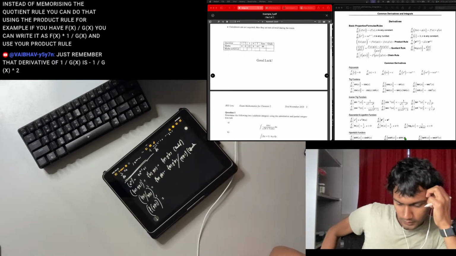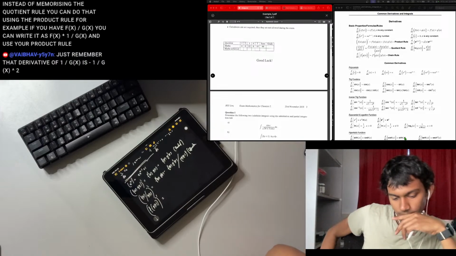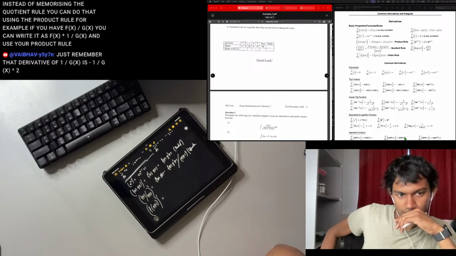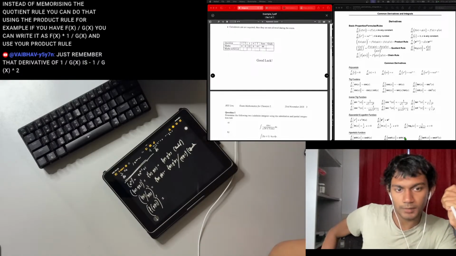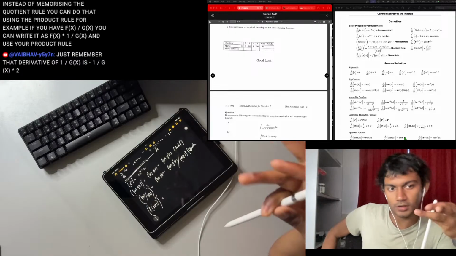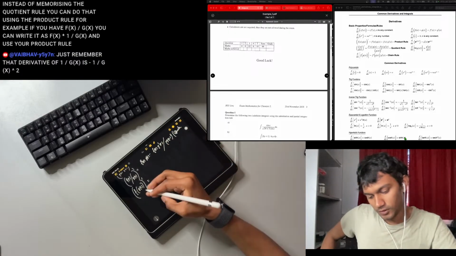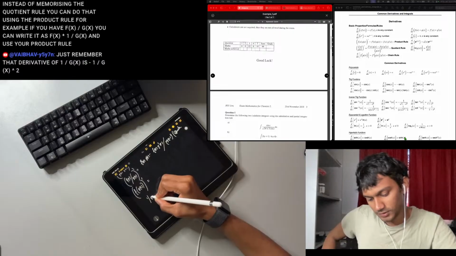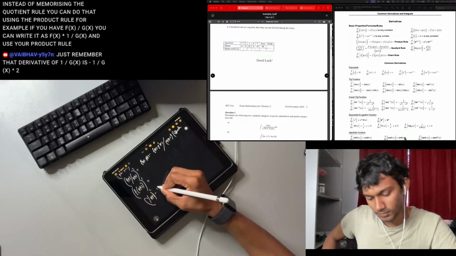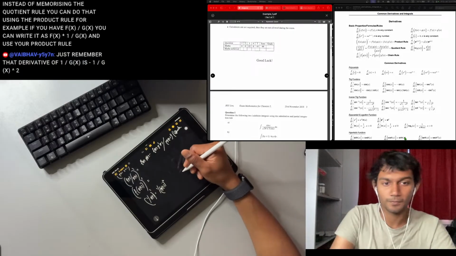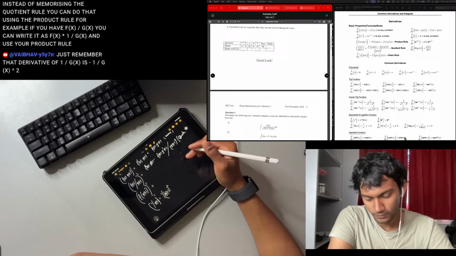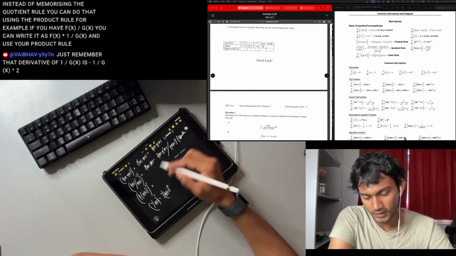Wait. Just remember that derivative of 1 by g of x equals minus 1 by g dash of x by g of x square. Oh, I did not know that. I appreciate that. Okay, from that, I think it connects.